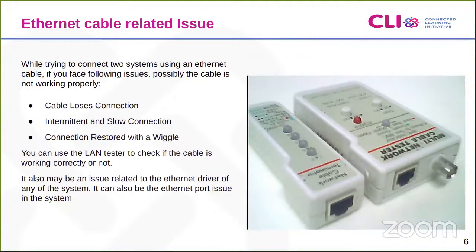I hope you have seen the video of the crimping tool. In that video, we showed you the work of the LAN tester. Please go and check. There's this image of the LAN tester in the slide as well. You can see the two Ethernet ports. You have to connect one side of the cable to one port and the other side to the other port, and then you can just check whether it is working correctly or not.